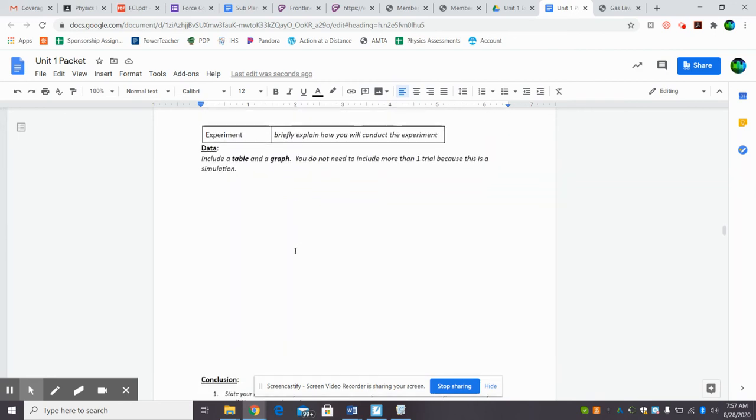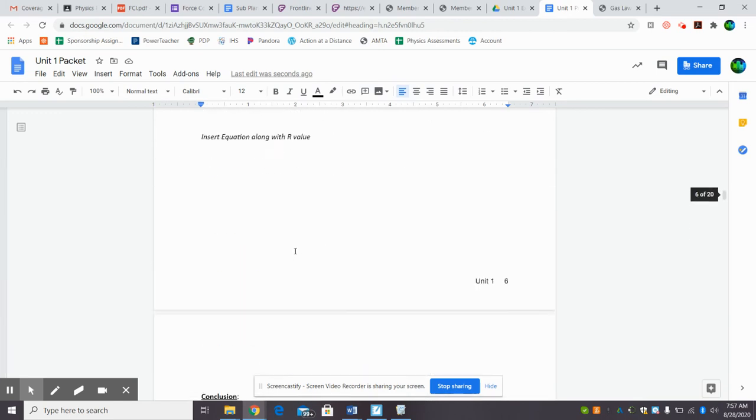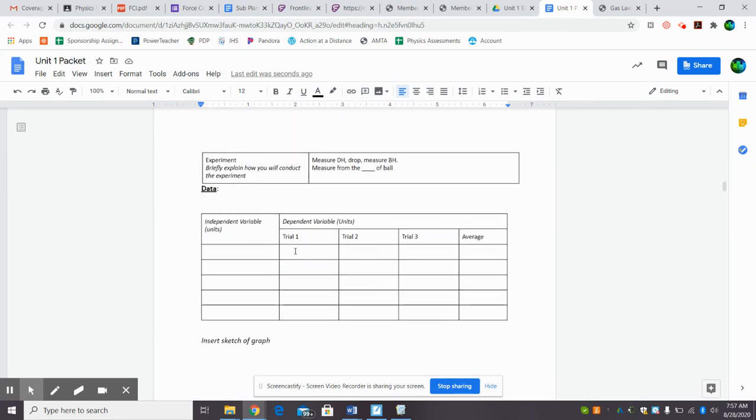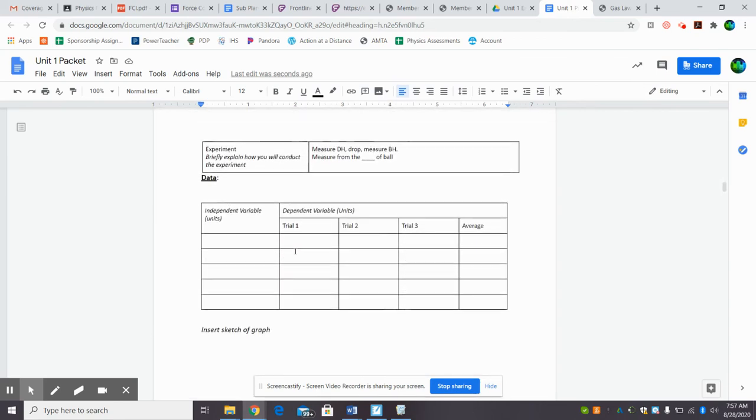Finally, this is where I expect you to get through right here. You should be able to get all the data collected today. So you should have a table very similar to the one that you found on page 6. However, there is one slight difference here.